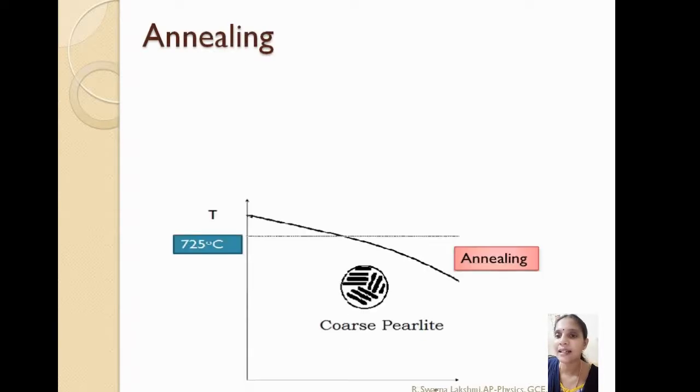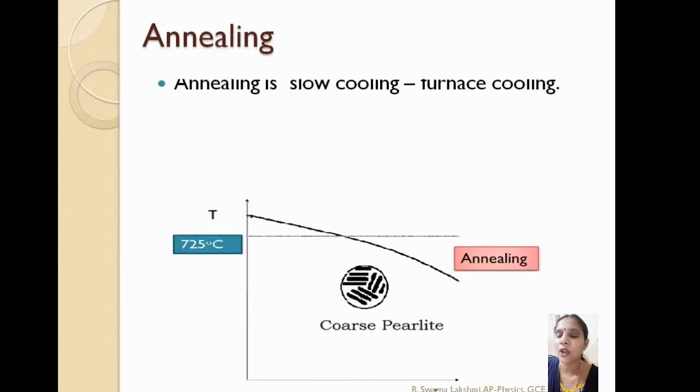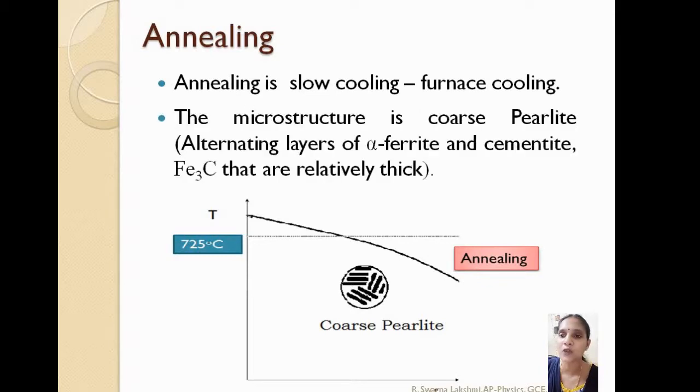Let us start with annealing. Annealing is very slow cooling or furnace cooling, that is heating the sample in a furnace and allowing it to cool at a very slow rate. So slow cooling is annealing, and because of the slow cooling, what happens is a coarse pearlite is formed. A coarse pearlite is alternate layers of alpha ferrite and cementite with relatively large thickness.